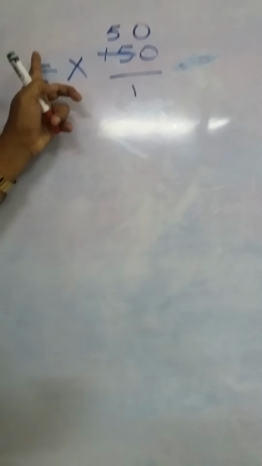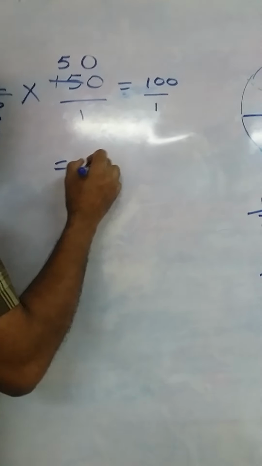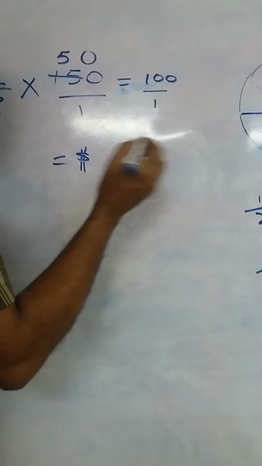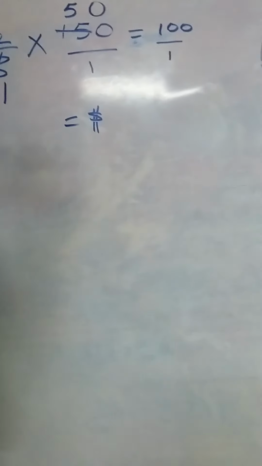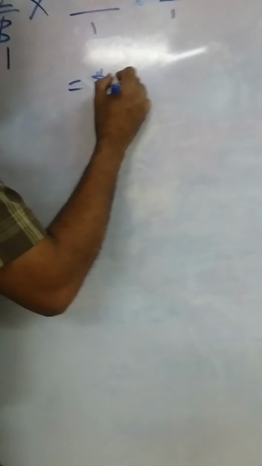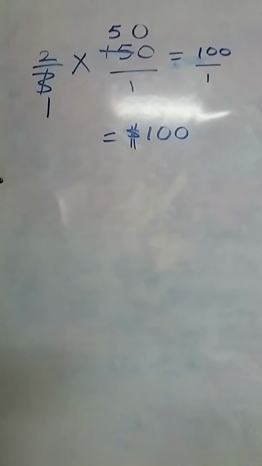We have to multiply numerator by numerator. 2 times 50 will give us 100. 1 times 1 is 1. And how much is 100 over 1? Any number over 1 is the number itself. So the answer is, you would have had 100. 2/3 of $150 is $100. Okay?